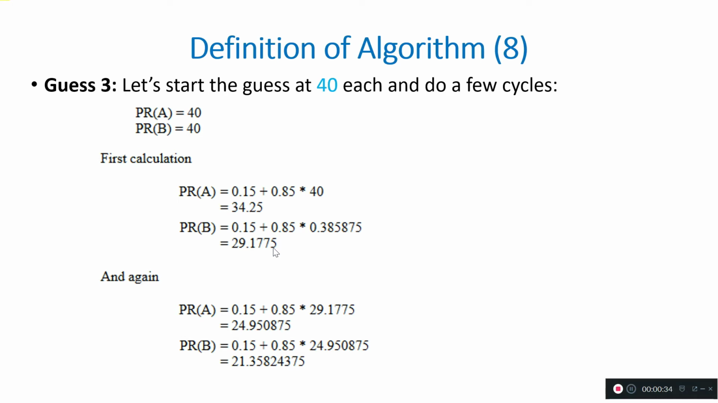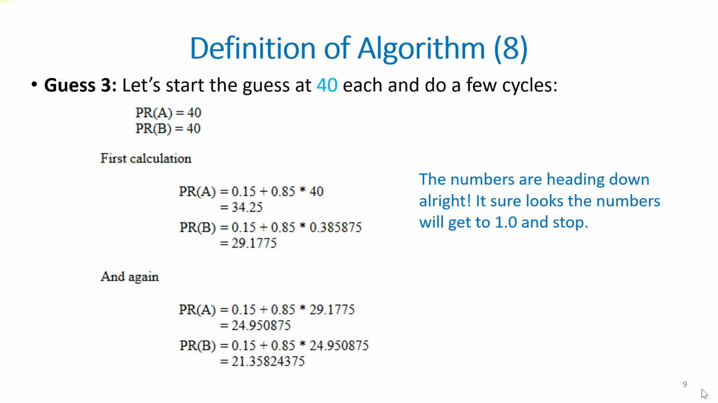And now what we do is we recursively keep doing this. That means again, we take this value, which is 29.1775, and put it here in the equation for PR of A to recalculate it, and we get a lower value as compared to what we obtained in the first calculation. So as you see, in every iteration, the PR values for both the pages keep decreasing.